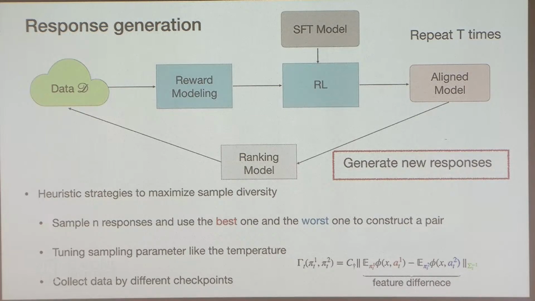The second thing, which is used in the Llama project, is tuning the sampling parameters, especially the temperature. And the very last thing is that you can collect the data with different checkpoints. When you train your model, you will possibly update the model for like 1,000 steps, so you can save a lot of checkpoints along the way. You can use all these different checkpoints to collect the data and maximize the sample diversity.